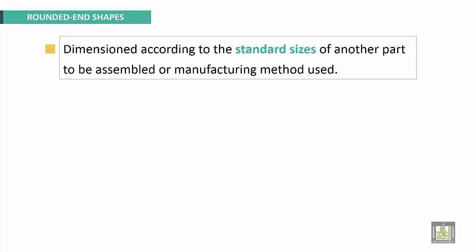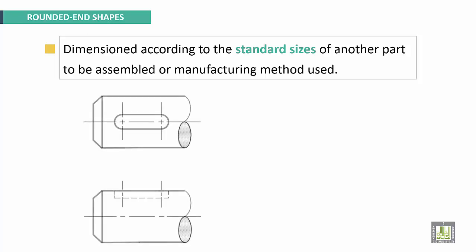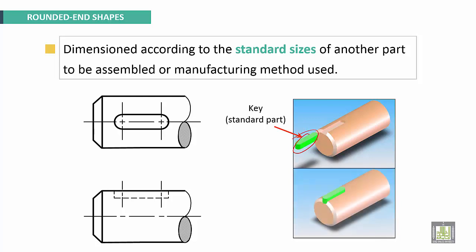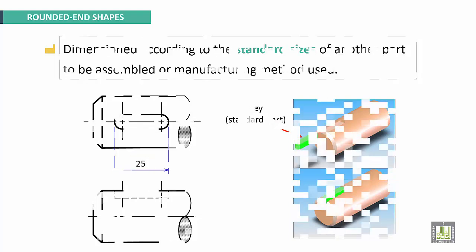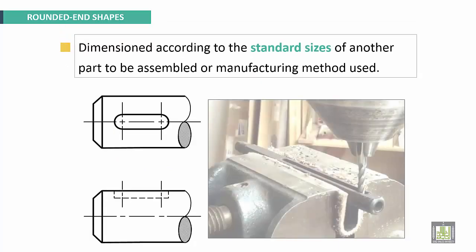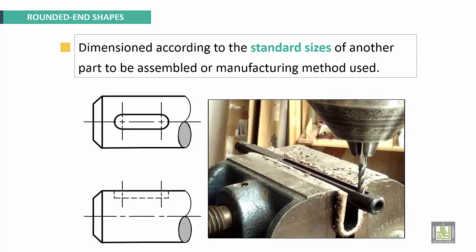Dimension it according to the standard sizes of another part to be assembled or manufacturing method used. For this key, we need to manufacture this keyway. Key, it is a standard part. Okay, so we have to specify the total length of the keyway. Another example here to show the manufacturing process of the keyway. We have to specify center to center distance.